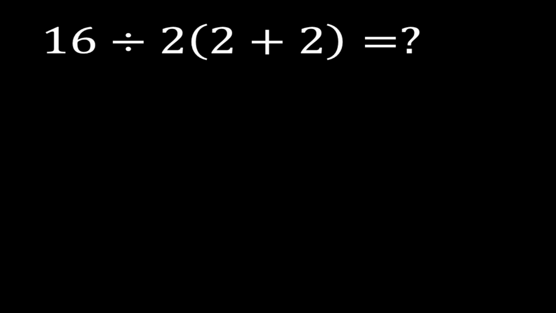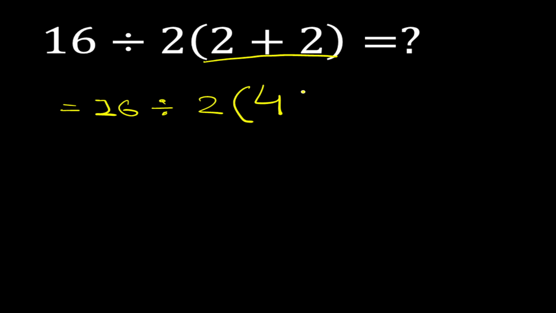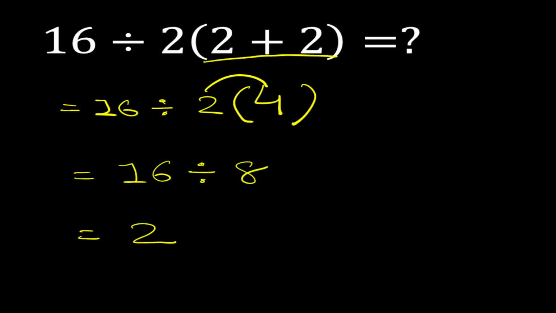So most people solve this question like 2 plus 2 is equal to 4, right? Then 16 divided by 2 and in the parenthesis 4, right? Now 2 times 4 is equal to 8, so 16 divided by 8. So now 16 divided by 8 is equal to 2, right? But this answer is not correct. This answer is completely wrong.